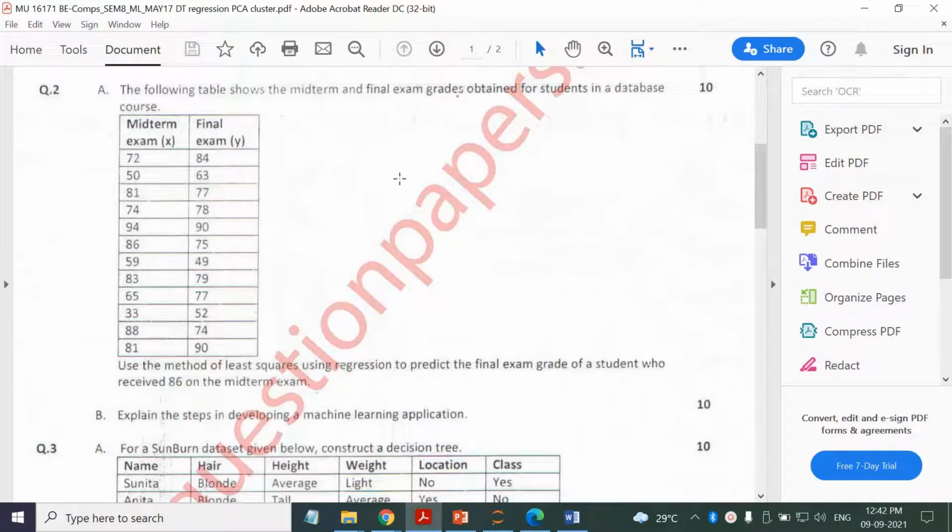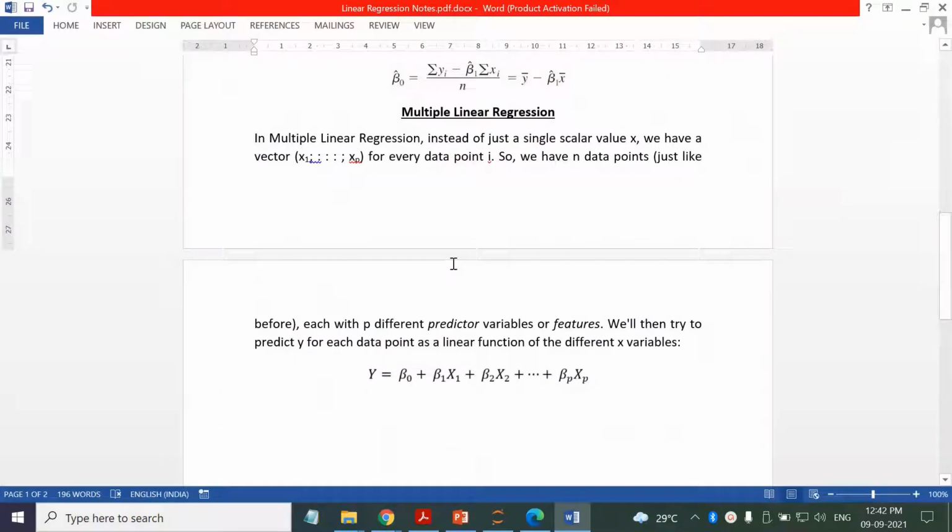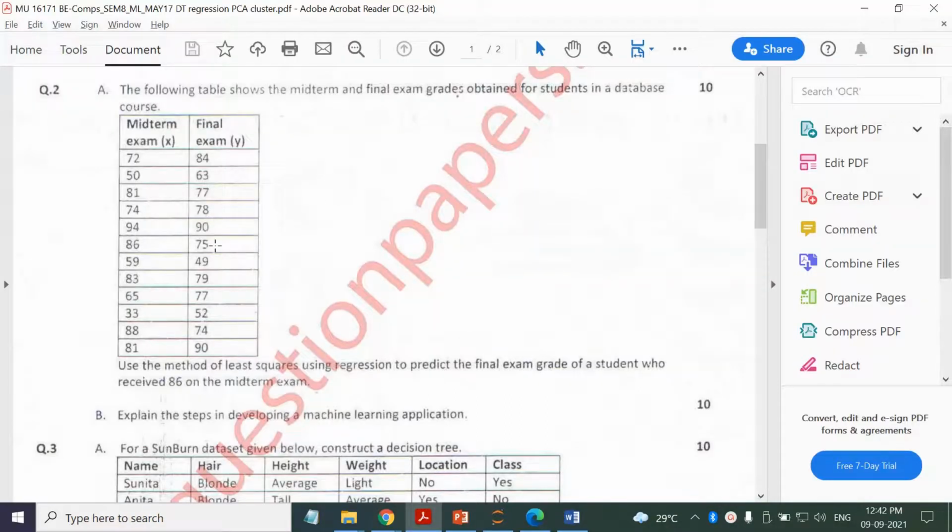Now the data samples are given, so we'll try to learn the regression line equation. Did you understand the question?